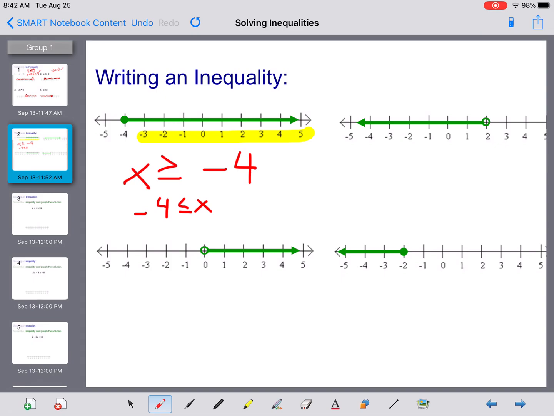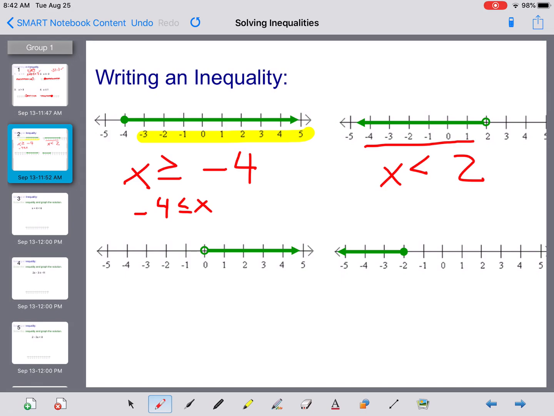Similar to this one on the right side, we're going to say x, and our circle is at 2. We want all the numbers to the left, or all of these numbers are less than. So we're going to say less than 2, and we're going to leave it open because there's an open circle. So we're going to leave this just as less than.